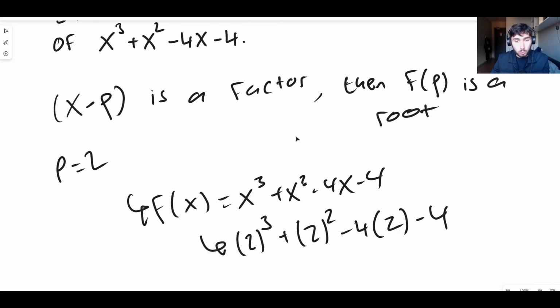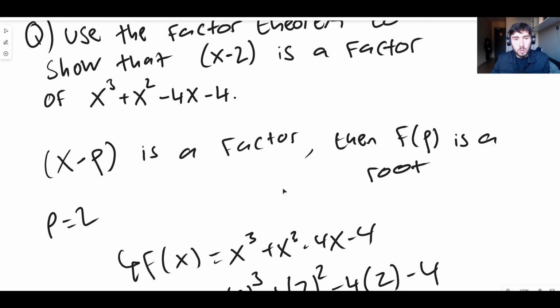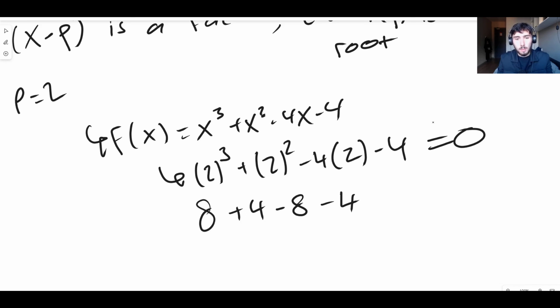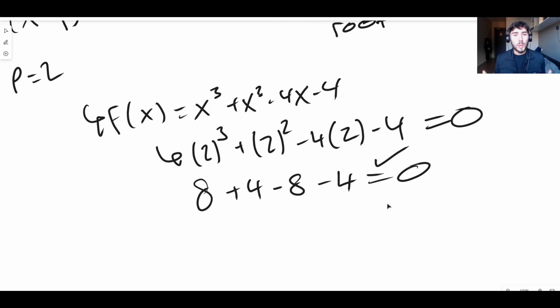Now, this is what the factor theorem says: if x minus 2 is a factor, then this should equal 0. So let's see if it does. 2 cubed is 8. 2 squared is 4. Minus 4 times 2 is minus 8, and then we take away 4. So we have 8 plus 4, that's 12, minus 8 minus 4. Oh, that is 0. Yes, so it is indeed 0. Isn't that way faster than using polynomial long division? That's all we have to do.